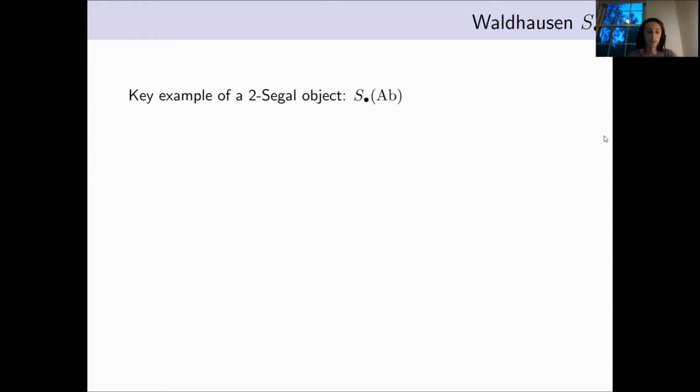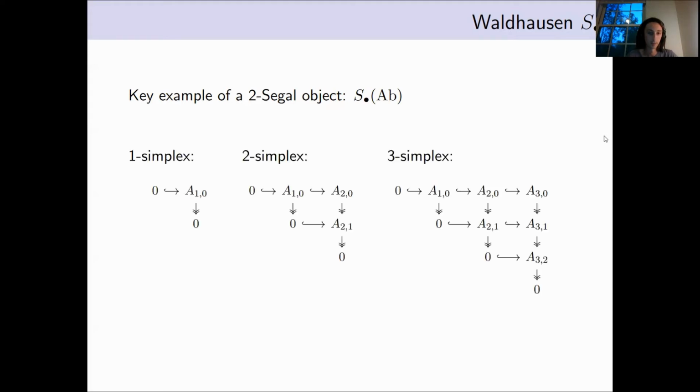The most important example of a 2-Segal object is Waldhausen's S-dot construction from algebraic K-theory. So you can input actually pretty general things into this, but I'm going to stick with abelian groups for now. When you do that, your simplices look like this, where you just have diagrams of abelian groups. The horizontal maps are injective, the vertical maps are surjective, and each of the squares is both a pushout and a pullback.